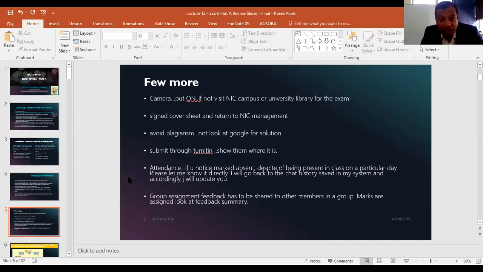Okay, very important now. The group assignment feedback has been shared to the members in a group. I mean to say it's not everybody has submitted, right? So only one person in the group has submitted the assignment, so that person will be able to see the feedback. So what I will suggest to those who have submitted, just download the feedback with the comments I have provided, and the marks have been given in the feedback summary. So maybe you can have a quick look here.